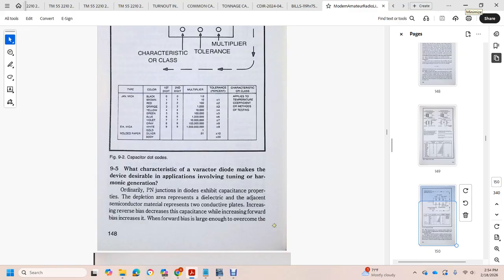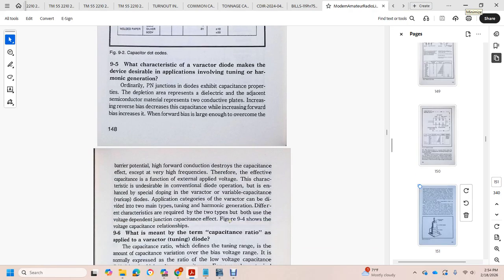When the forward bias is large enough to overcome the barrier potential, with a high forward conduction, it destroys the capacitance effect at very high frequency. The effective capacitance is therefore a function of the externally applied voltage. This is an undesirable characteristic in conventional diode operation, but it is enhanced by special doping in varactor and variable capacity diodes, or varicap diodes.